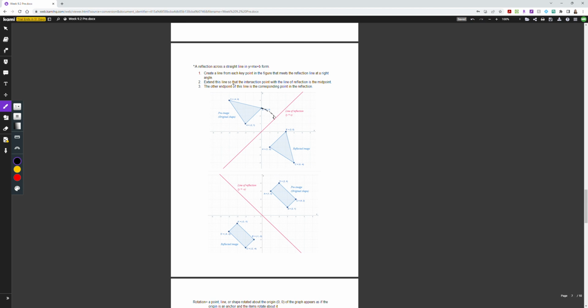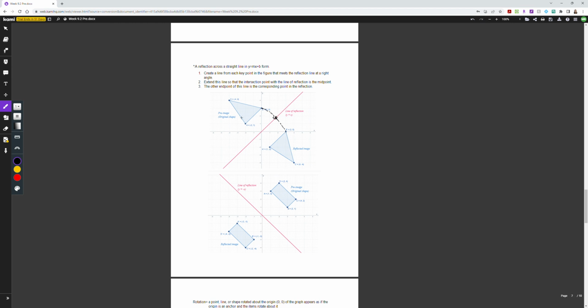Now we're going to extend this line so that the intersection point with the line of reflection is the midpoint. So we're going to just draw this until we hit a certain point, which I know in this case would be here. And so that means this right here would be the midpoint from here to here. That's why this is the image. All right. Now the other endpoint of this line is the corresponding point of reflection. That's why B prime here is the image.